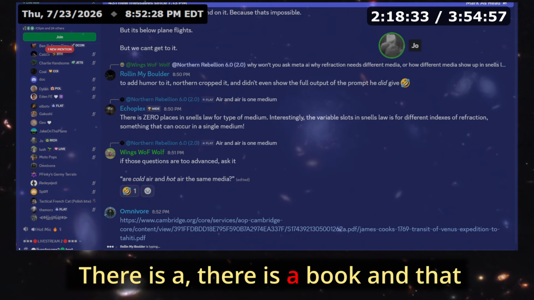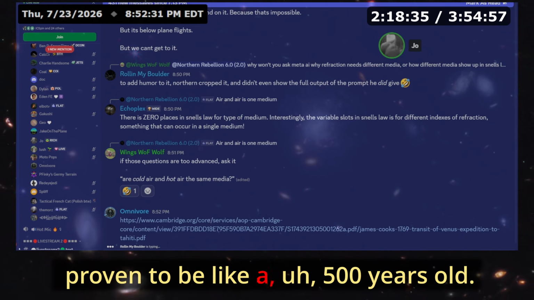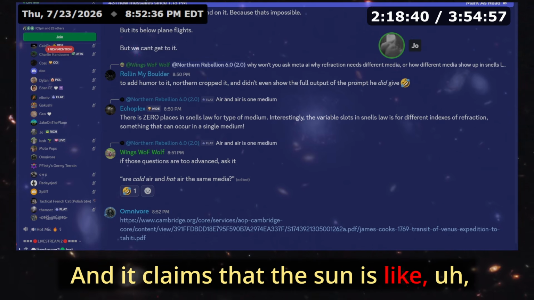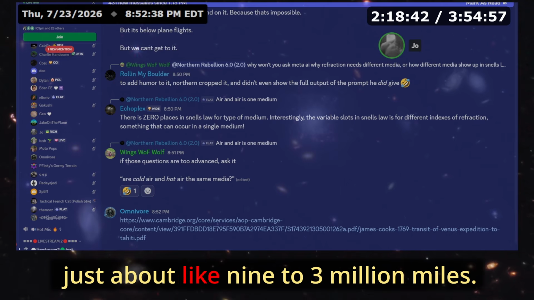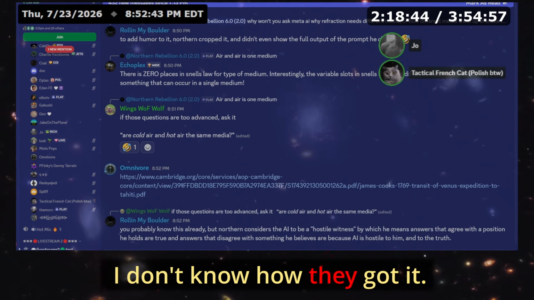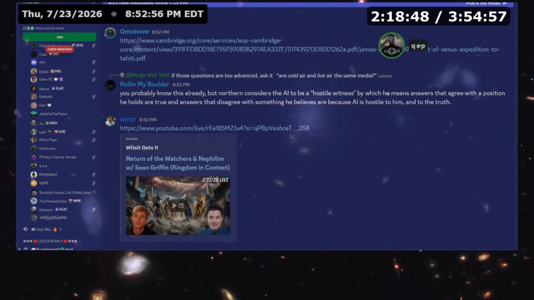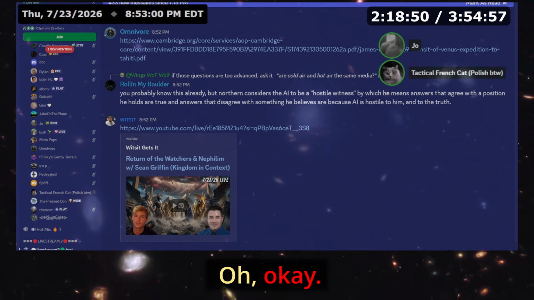I have also read there is a book, and that's proven to be like 500 years old, and it's a religious book, and it claims that the sun is about 93 million miles away. I don't know how they got it, but maybe at that time there was some kind. How's the scamming going? Oh, okay.